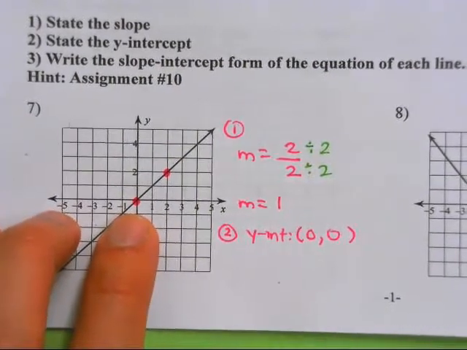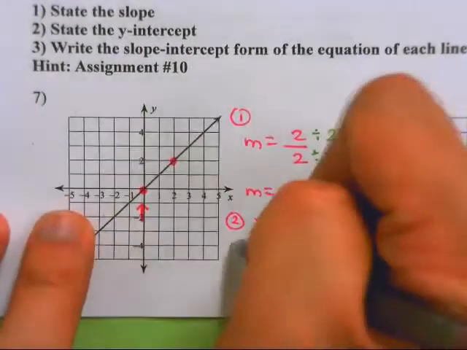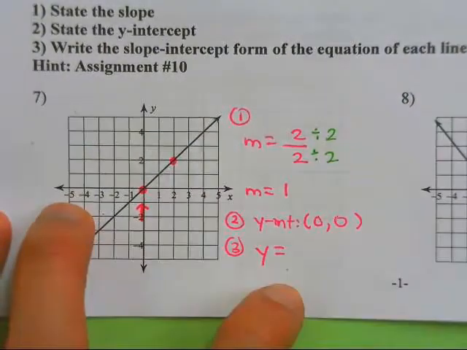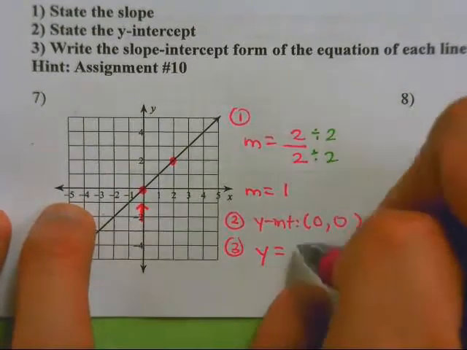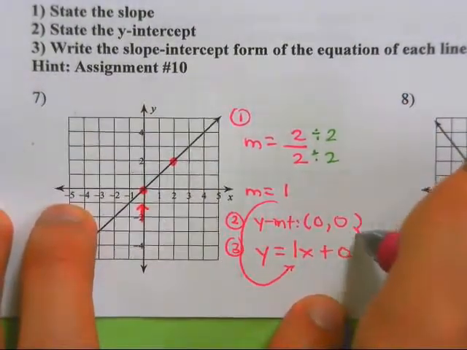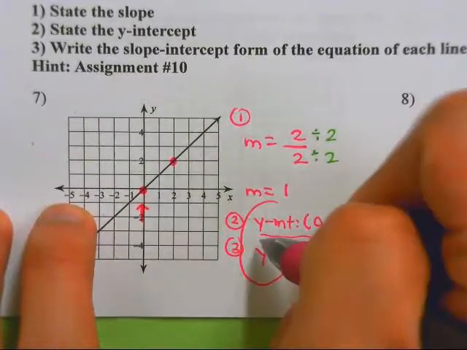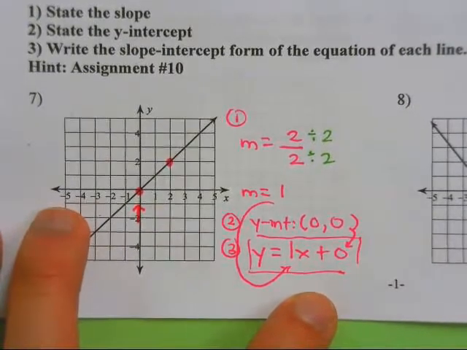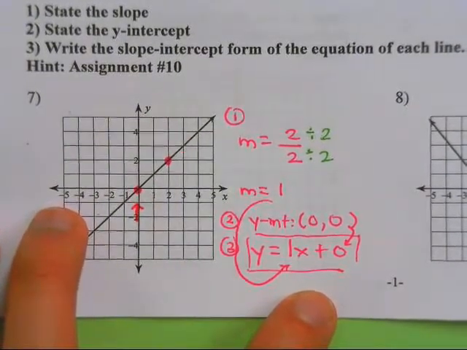Okay, and then number 3, the third one, write the slope-intercept form of the equation. So you guys tell me what to write. Y equals something x and something. Go. 1x plus 0, your slope, and then your y-intercept. So a lot of you guys from the previous test missed that one just because you missed the 1, 2, 3. Okay? Slope, y-intercept, and then the equation.